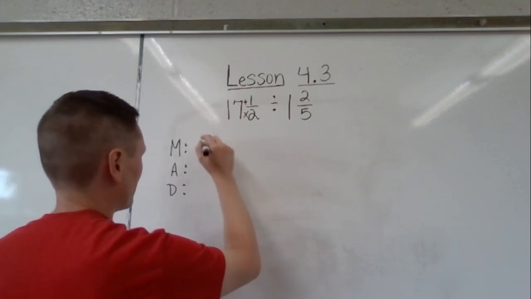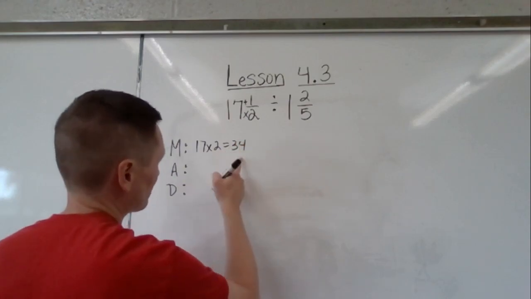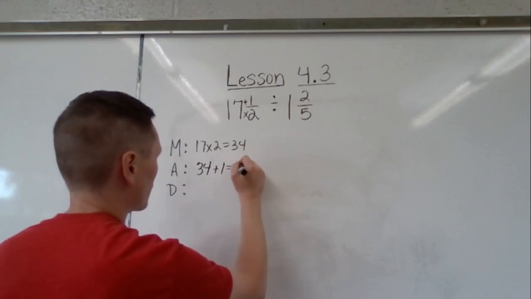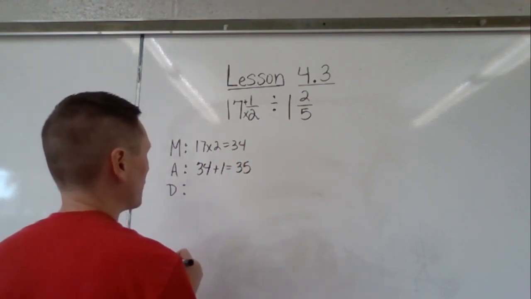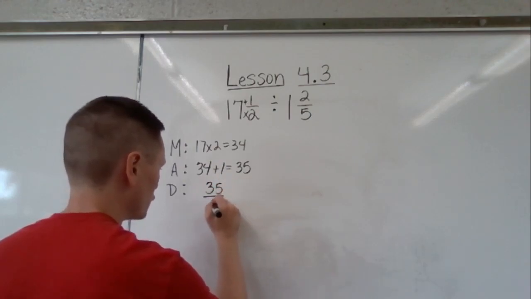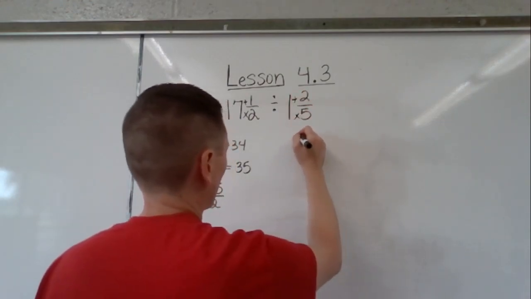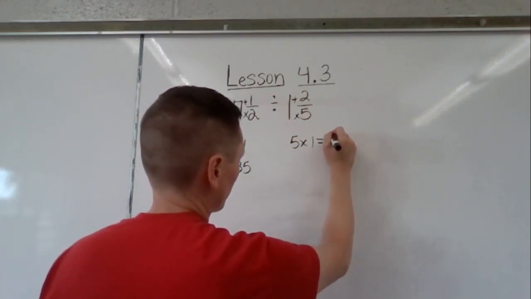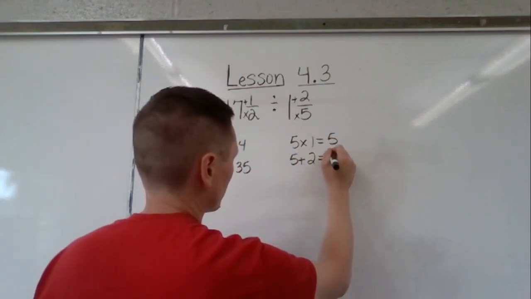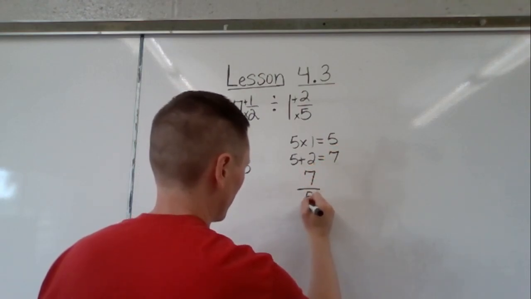So 17 times 2 equals 34. That's where 34 comes from. 34 plus 1 equals 35. And then we keep our denominator of 2, so we have 35 over 2. All right, let's get MAD for this one. So we have 5 times 1 equals 5. 5 plus 2 equals 7. And so then we have 7 over 5.